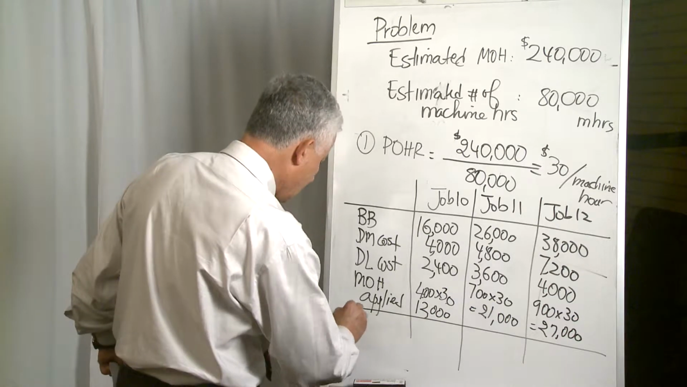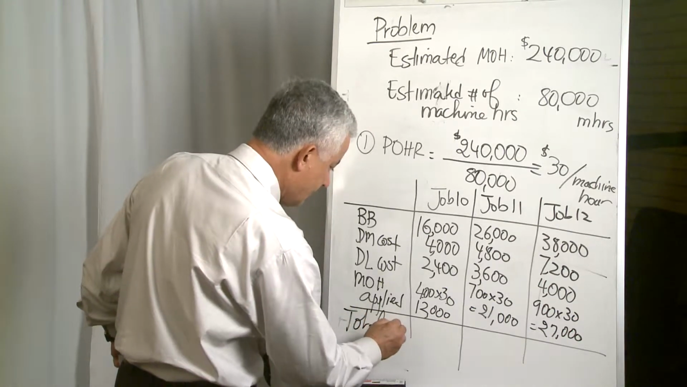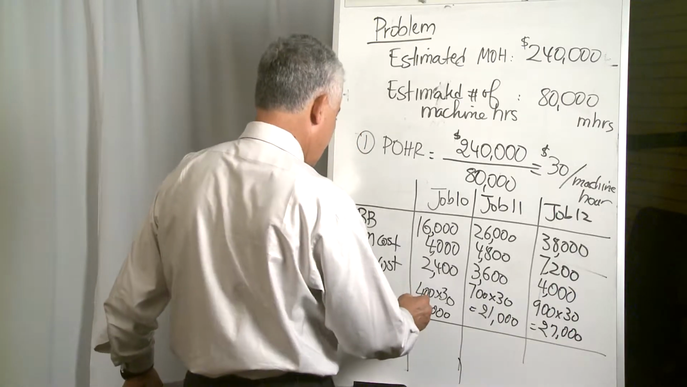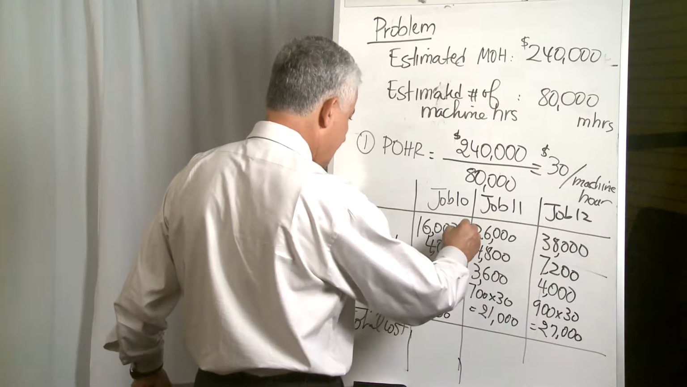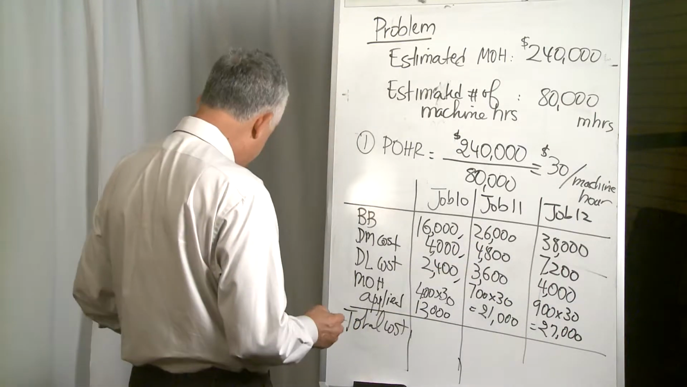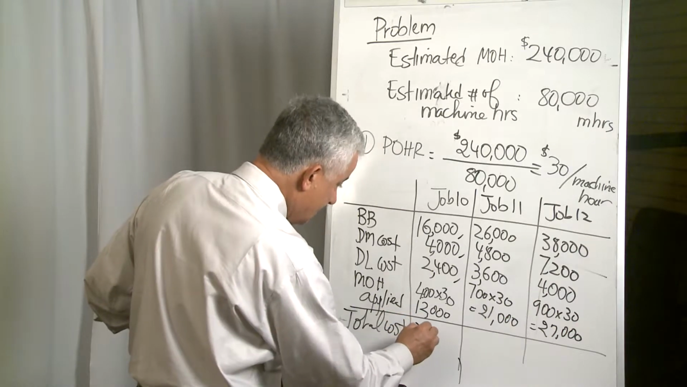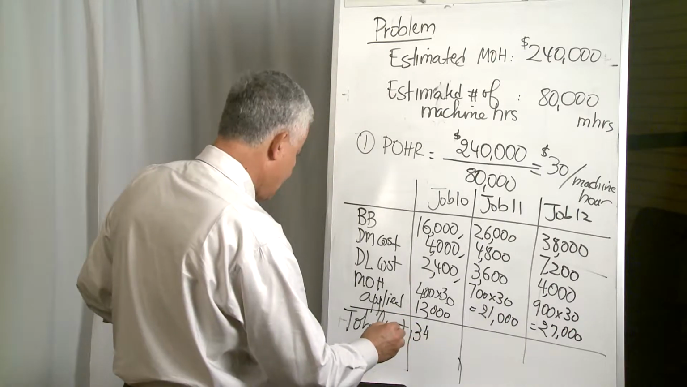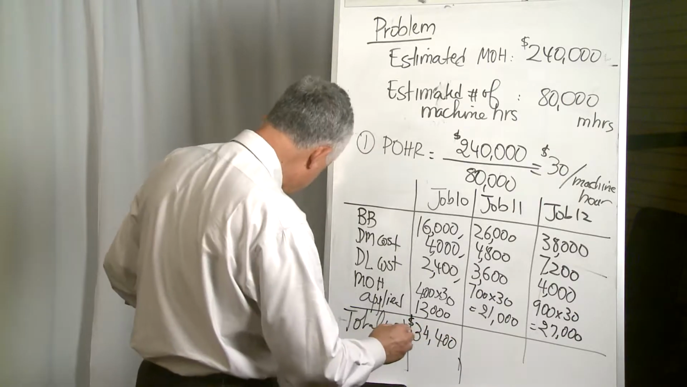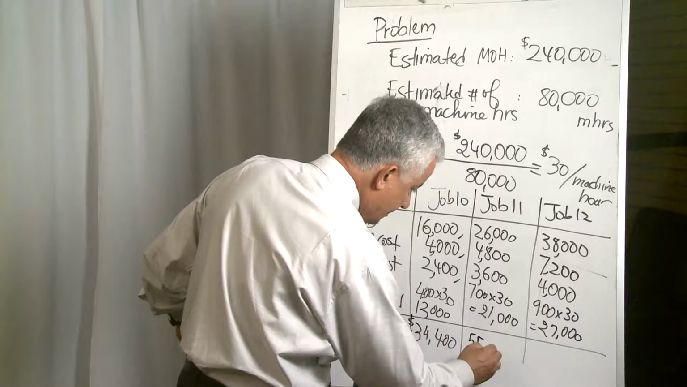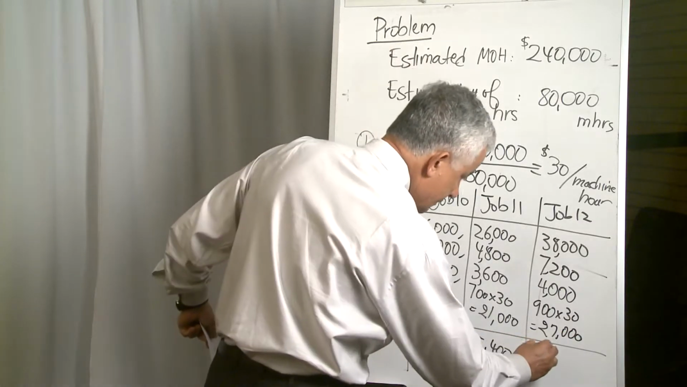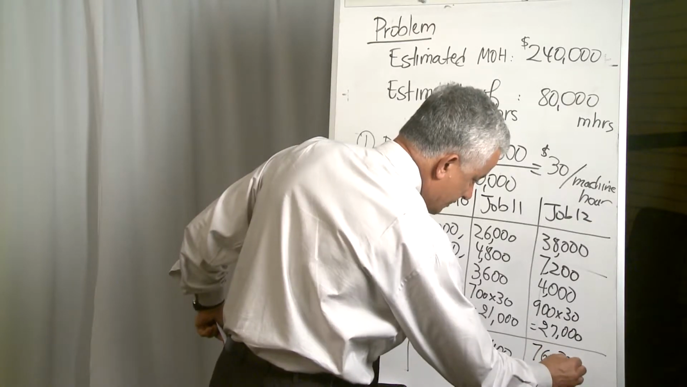And then the total cost, all manufacturing costs for the different jobs, will be what? We're adding them up here: the beginning balance, the direct material cost, direct labor, and the manufacturing overhead applied. That will give us $34,400, of course everything in dollars here, $55,400 for job 11, and $76,200 for job 12.